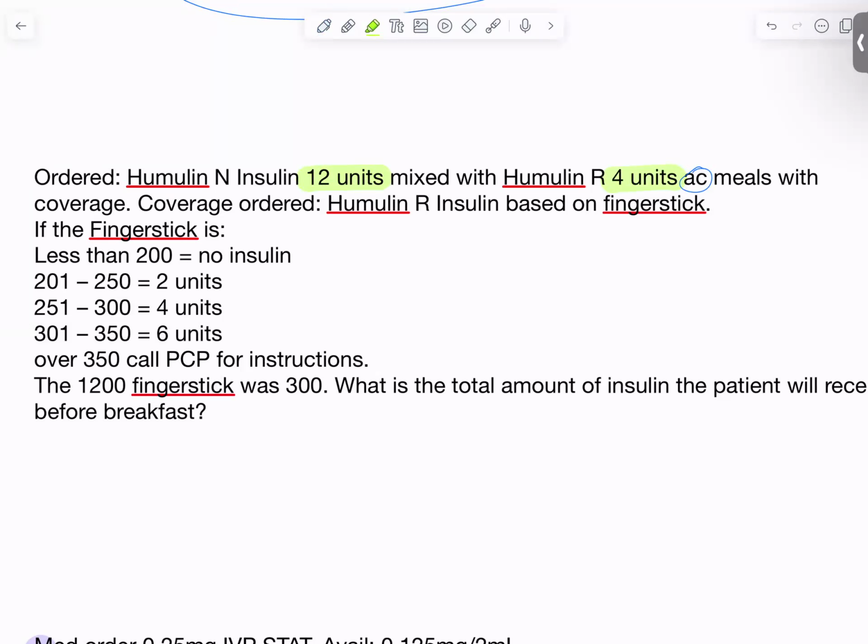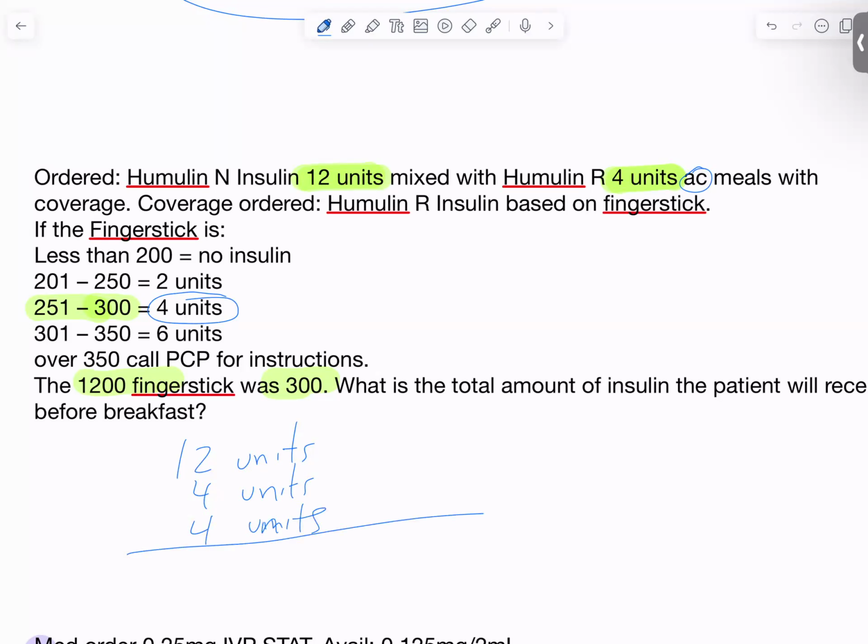But now he's also ordered coverage based on a finger stick. So no matter what the finger stick is, the patient is definitely getting 12 units and 4 units before the meal. But we go in and we do the finger stick at 12 o'clock. It was 300. When they order additional coverage, you have to see what the additional coverage order is for. So if his finger stick was 300, we look for 300 orders and it falls right here. So he's going to get 12 units mixed with 4 units. And now because his blood sugar was so high at 300, we're going to add another 4 units. So he's going to get 12 units, 4 units, and then another 4 units because his sugar was so high.